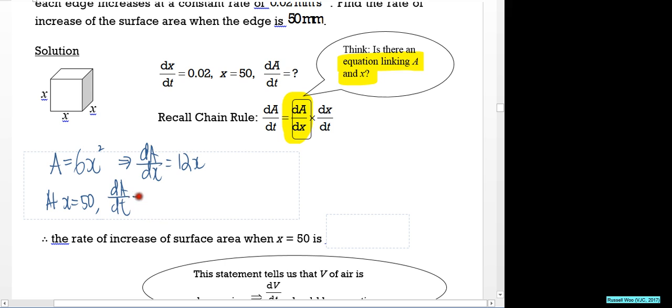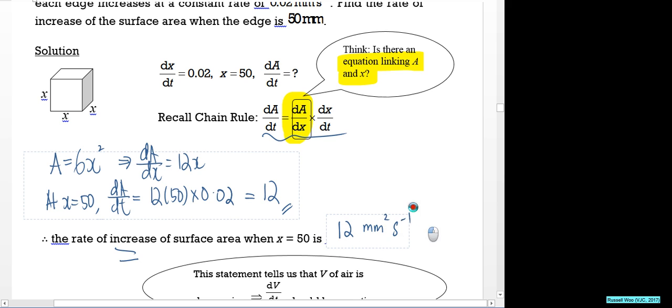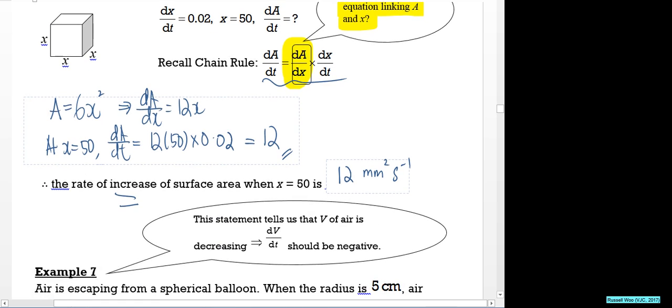dA/dt must be 12 times 50 times 0.02, because you are making use of this. Take it 12. So the rate of increase is just 12 mm squared per second. Now include your units, 12 mm squared per second. Any questions? All okay? Quite easy, right? Example 7.